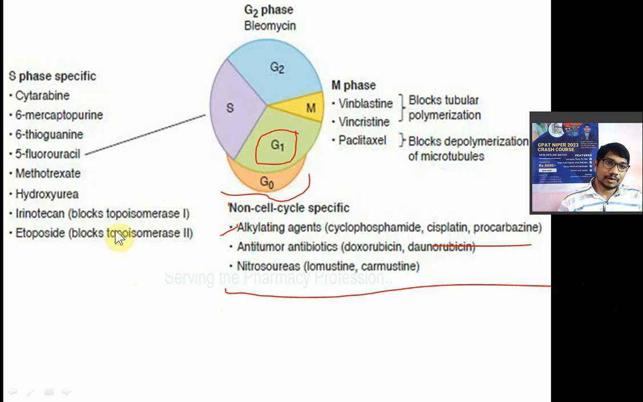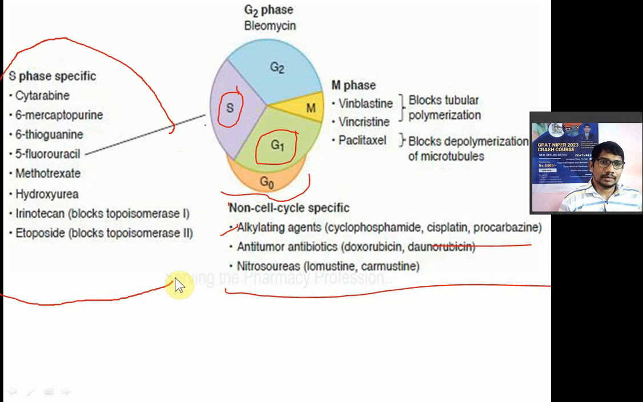Now, what are the drugs which affect the synthetic phase? In the synthetic phase, your cell will start synthesizing the DNA, the enzymes and the proteins. In that stage, phase specific drugs will act. Cytarabine is one. It is cytosine arabinoside, an arabinoside antibiotic.